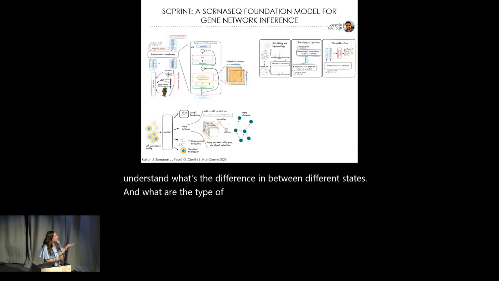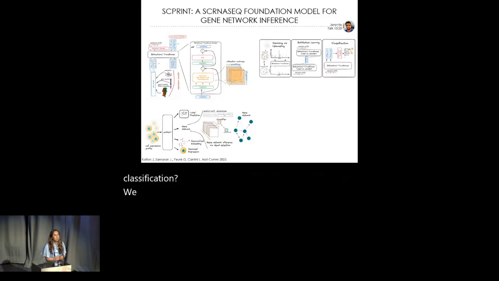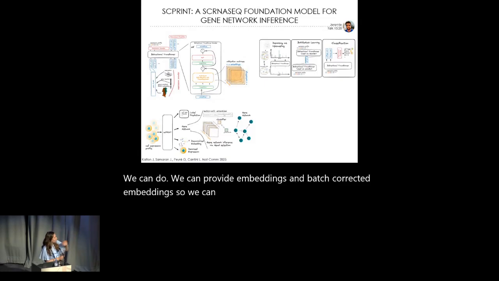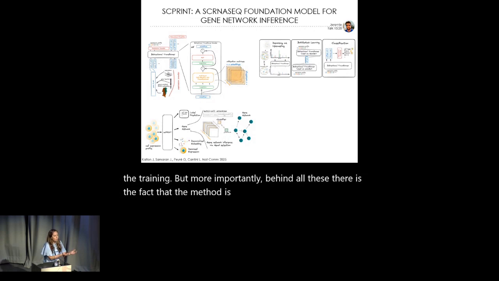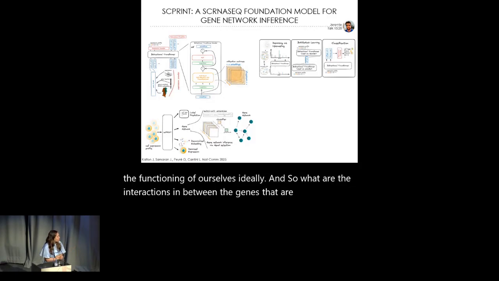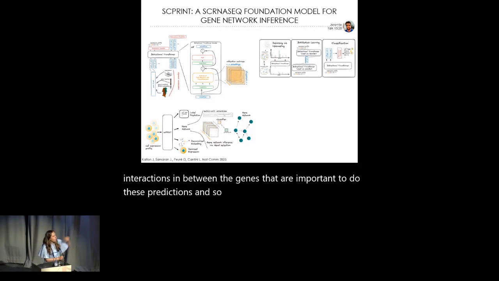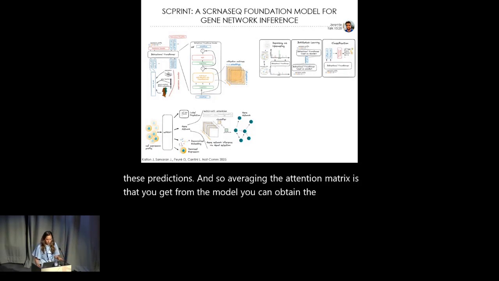And what are the types of outputs that we can get? We can get label prediction based on the fact that we are training on classification. We can provide embeddings and batch-corrected embeddings. We can denoise expression data also based on the training. But more importantly, behind all these, the method is learning the model behind the functioning of our cells, ideally, and so what are the interactions between the genes that are important to make these predictions. And so averaging the attention matrices that you get from the model, you can obtain the gene regulatory network associated to the cells.